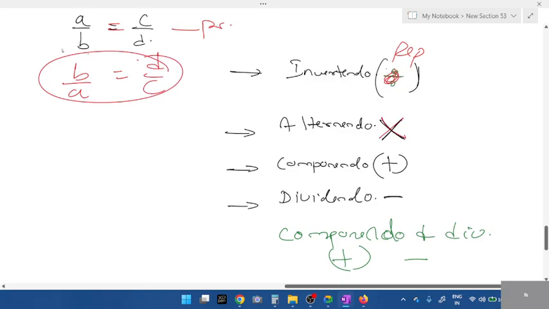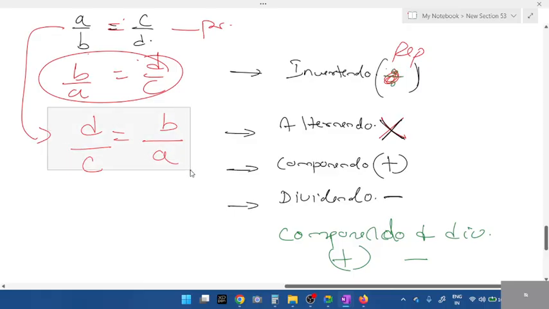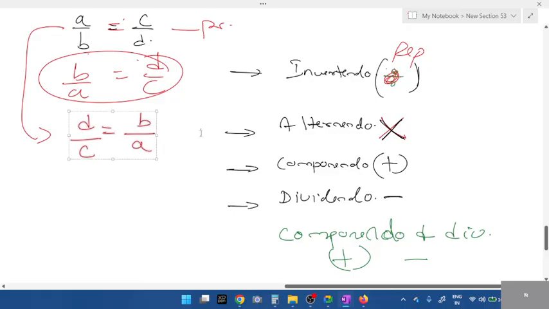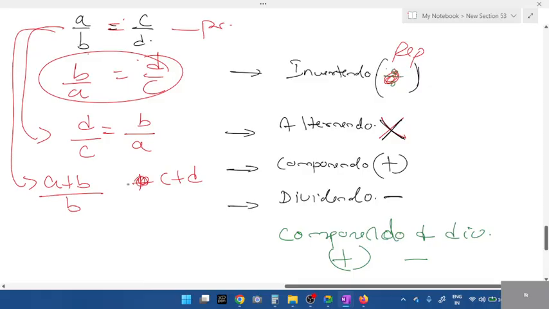Alternando is X. Remember X, the multiplication sign. In this question, D will go to A's place like this. A will go to D's place. In the same way, C will get divided, students, and B will go on top, if you cross multiply. Did you understand invertendo and alternando? X. Right? Next. Componendo is just adding. A plus B, look at this. Just add the numerator. A plus B by B equals C plus D divided by D. This is componendo.